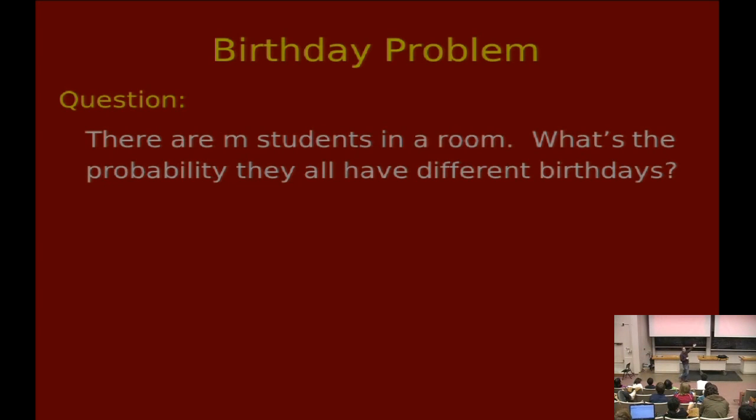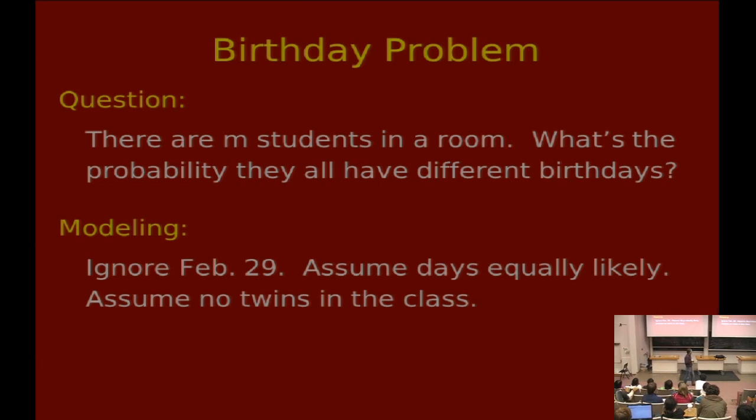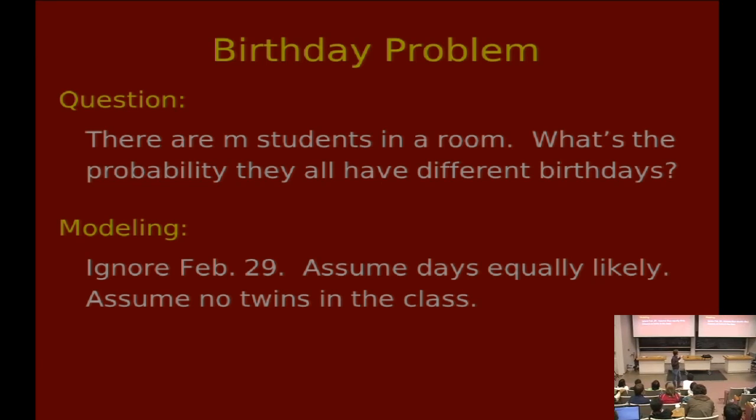Okay, so this is a well-known, super familiar probability chestnut that you've seen before. Let's look at it. There are m students in a room. What's the probability that they all have different birthdays? Now there are some issues here, which we're going to model. First of all, we're going to ignore February 29th. And then we're also going to assume that every day is equally likely to be born on, which I guess is not true. And we'll assume there are no twins.